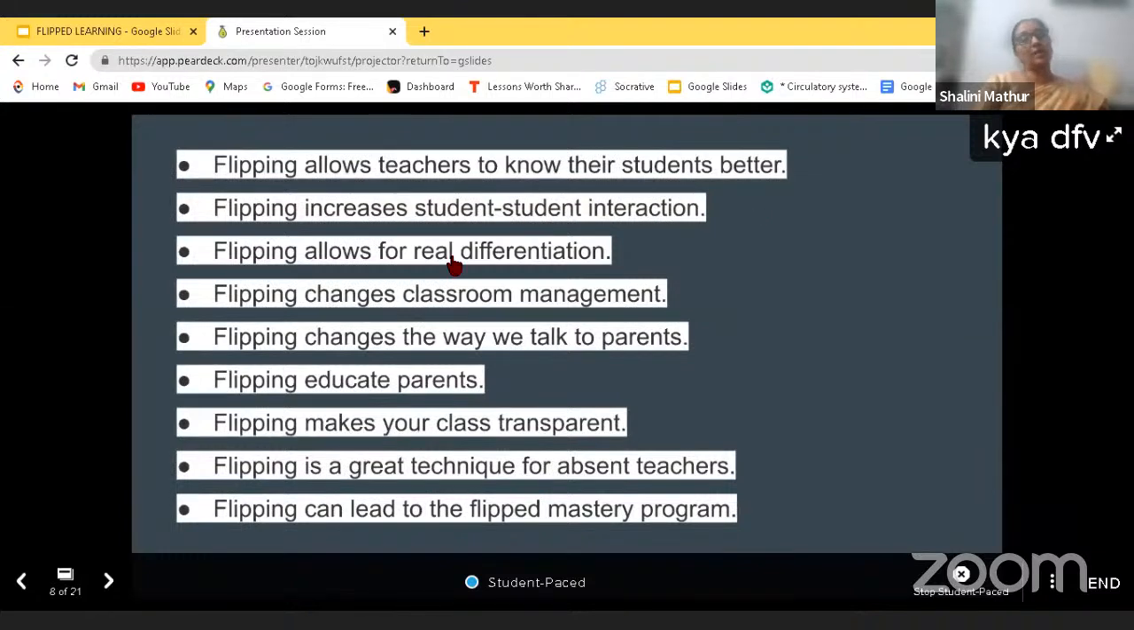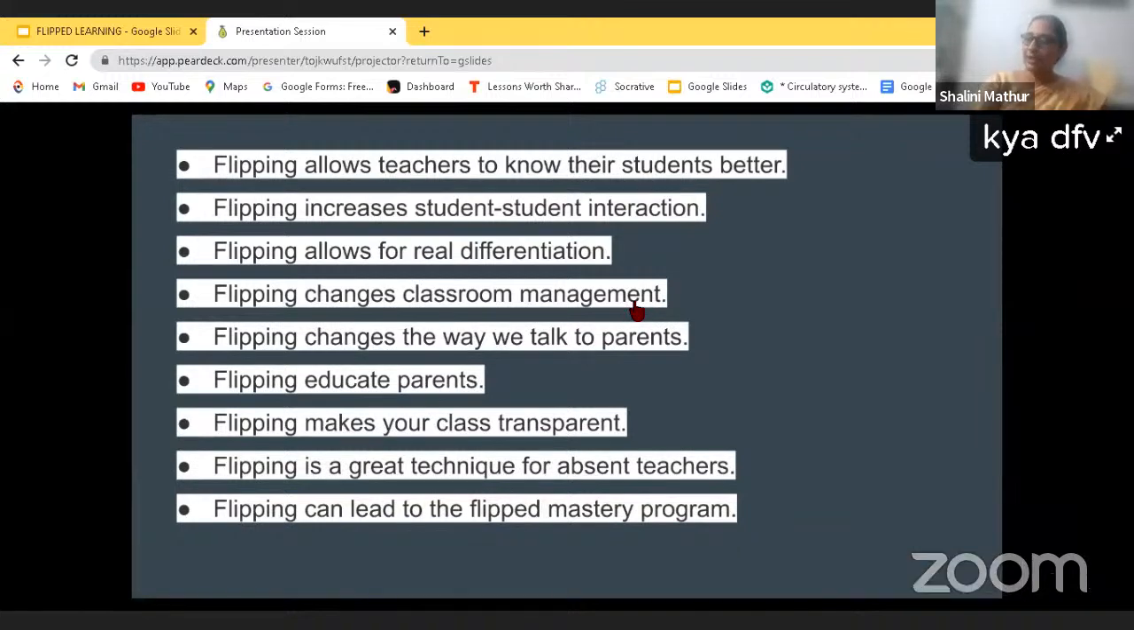Flipping changes classroom management. When we do flipping, most of the time the traditional classroom is the educator-instructed classroom, where the teacher is at the front giving instruction and the students follow. But when you do flipping, it becomes a student-centered class where the students are learning, because the students become volunteers at that time. And like this, your classroom management changes.